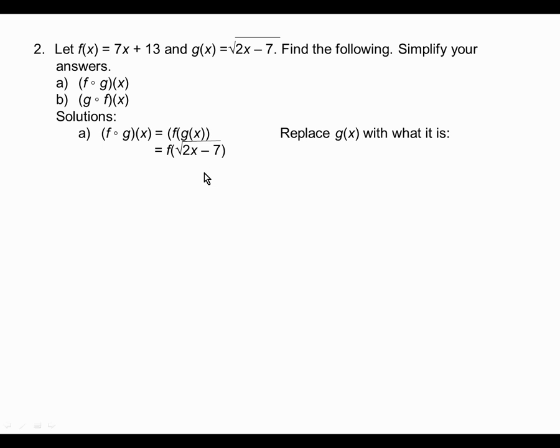Again, with this notation, in the formula for f, up here, replace x with the square root of 2x minus 7. So that x gets replaced with the square root of 2x minus 7. So I'll have 7 times the square root of 2x minus 7, plus 13. And that's all you can do. You cannot combine any further. The 13 is not under the square root. There's nothing else you can do.